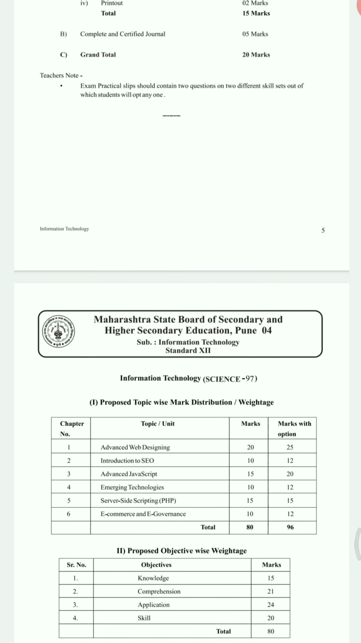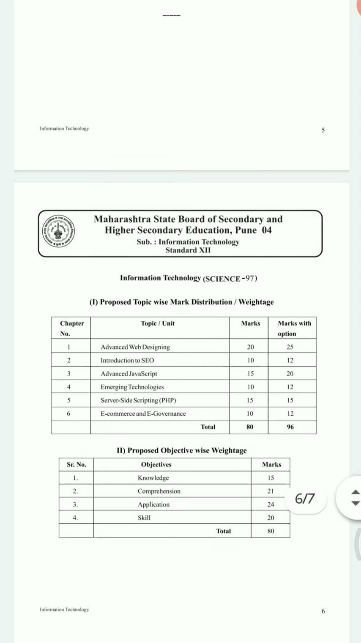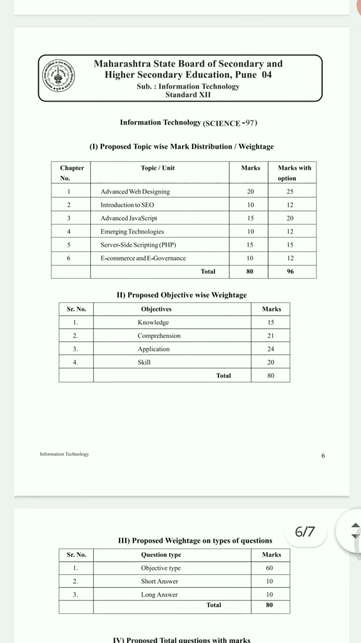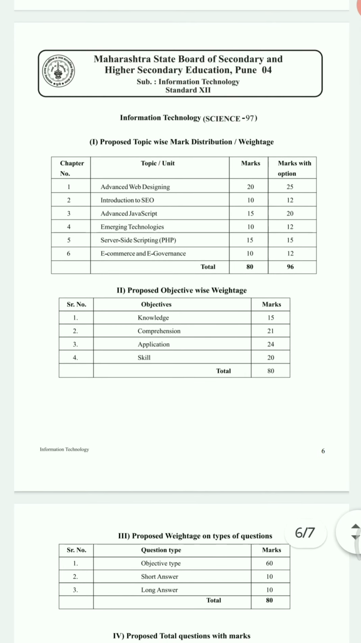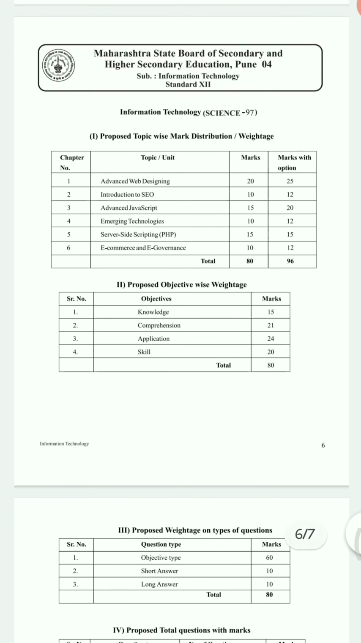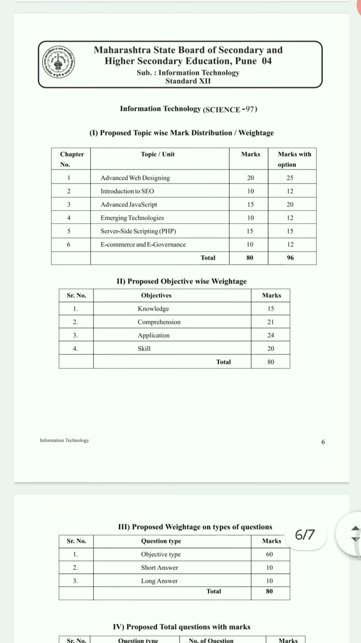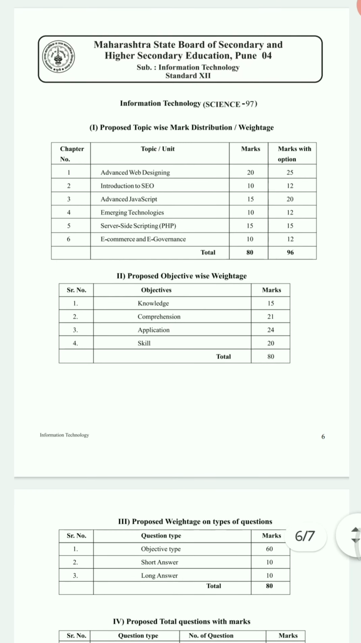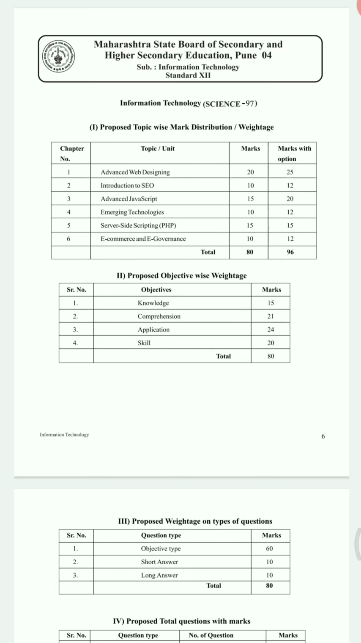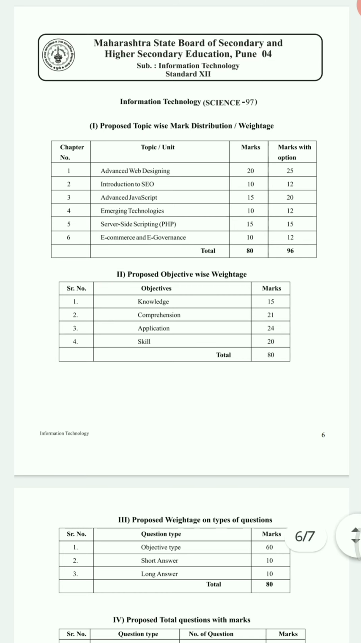And there are topic-wise marks distributions also. The weightage for lesson number 1, advanced web designing, is 20 marks, and with option it will be 25 marks. Second chapter, introduction to SEO, the marks are 10 and with options 12. Advanced JavaScript marks are 15, with option it is 20. Emerging technologies marks are 10 and with options 12.